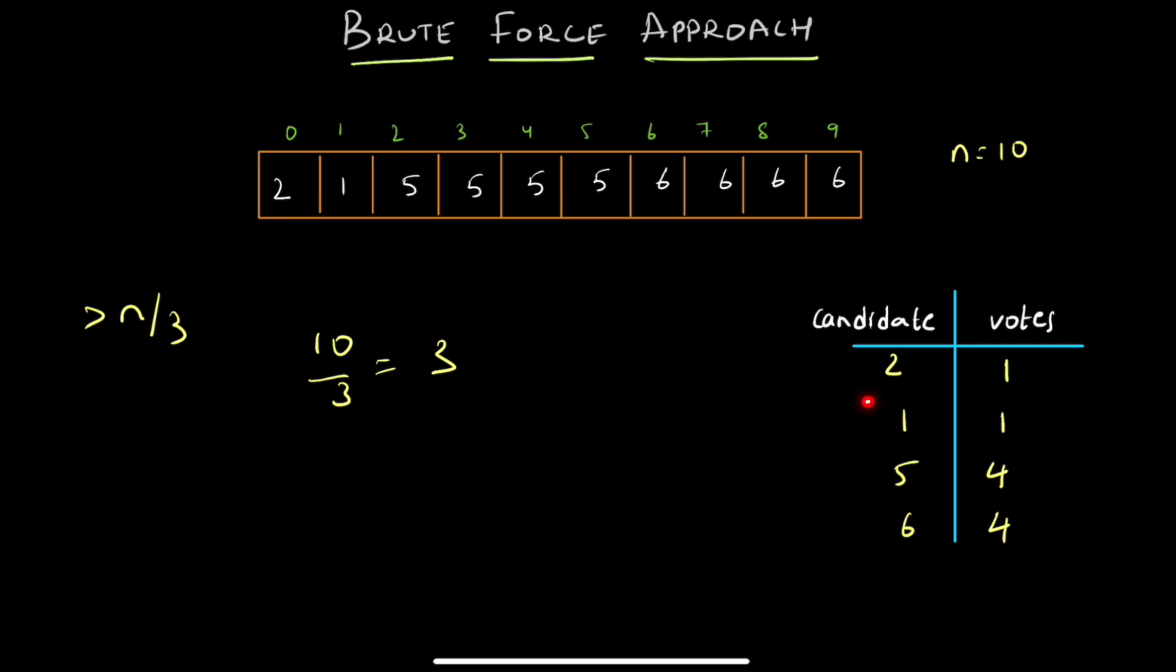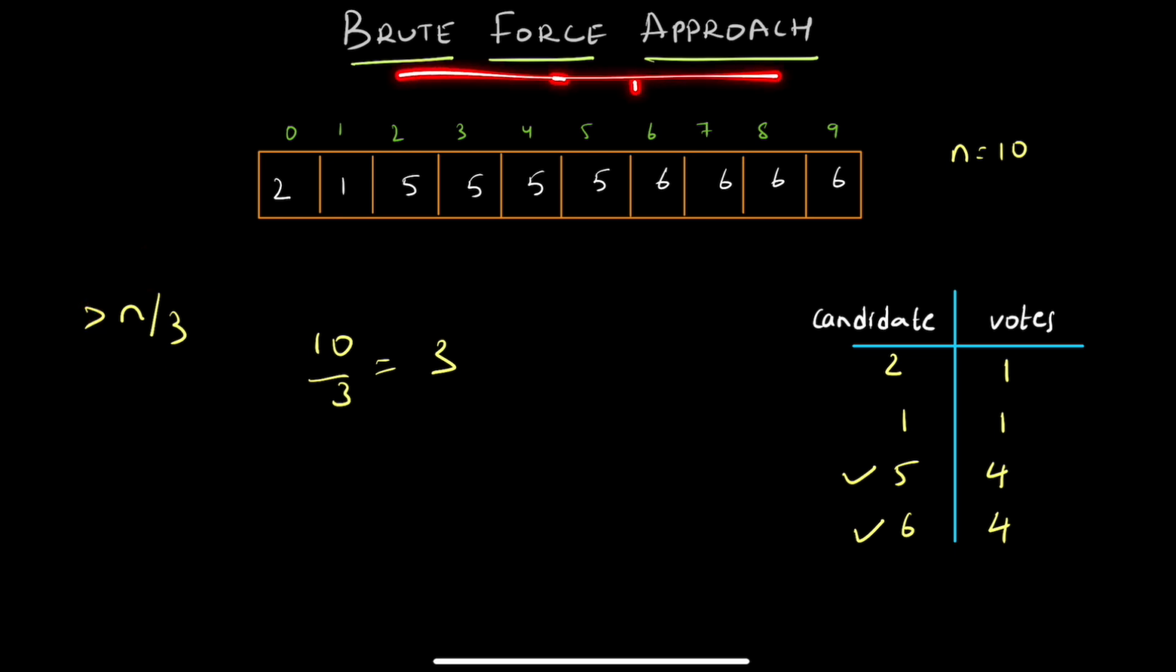Okay. So we'll check for 2. The vote is 1. So we'll neglect this candidate. Then for candidate 1, again the vote is 1. So we'll neglect this candidate. But for candidate 5, the votes are 4, right? Which is greater than 3. So we'll consider this candidate. And for candidate 6, the total votes are 4, which is greater than 3, right? So we'll consider this candidate too. So 5 and 6 are the candidates who have votes greater than n by 3.